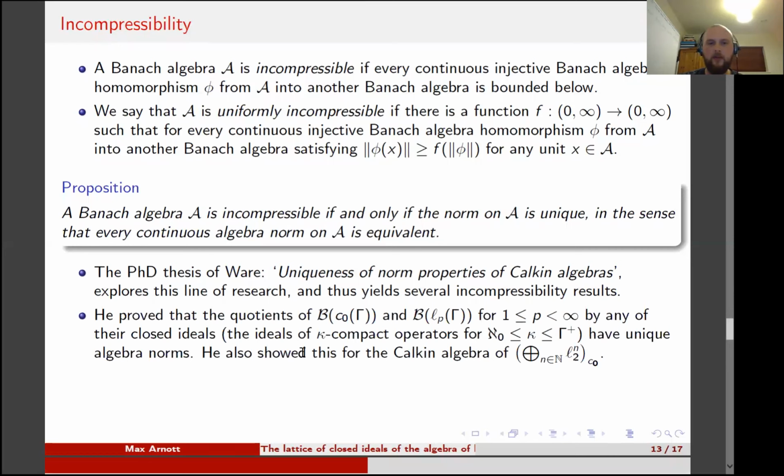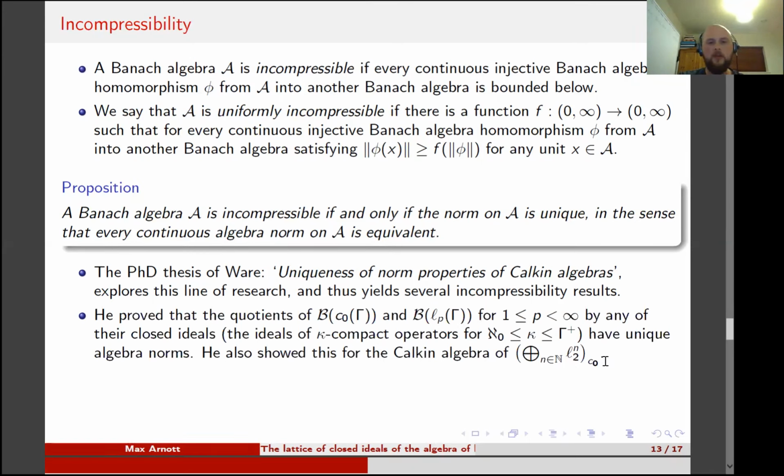He proved that the quotients of B of C naught of gamma and LP of gamma by any of their closed ideals, so these are called the kappa Calkin algebras because they're the quotients of the bounded operators by the kappa compact operators, all have unique algebra norms. And he also showed this for the Calkin algebra of the C naught sum we've been using.